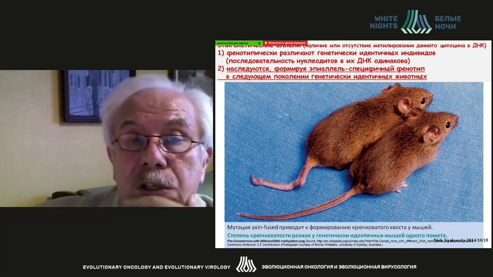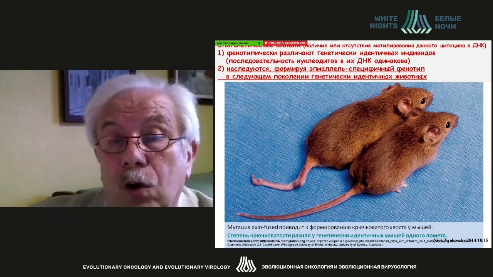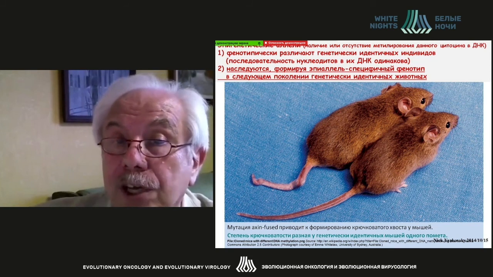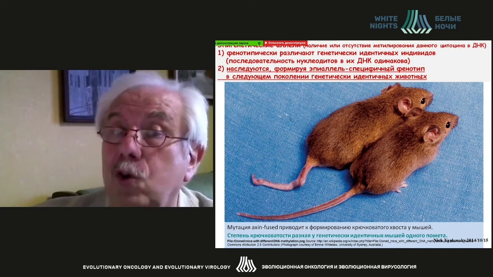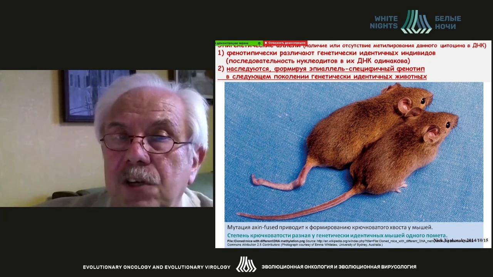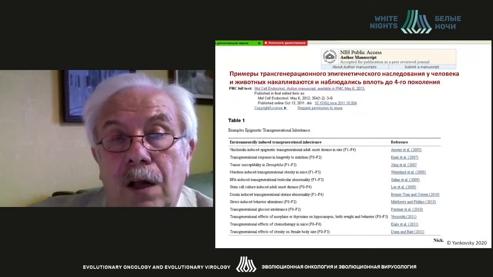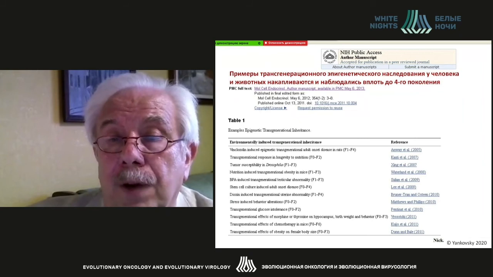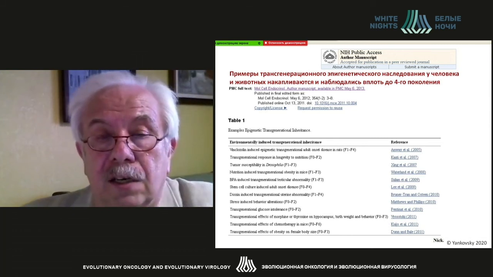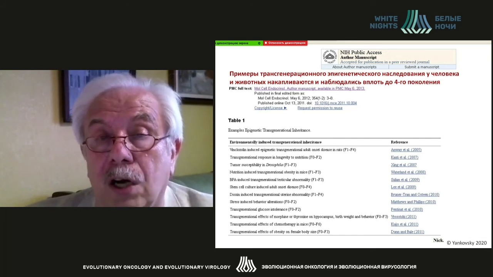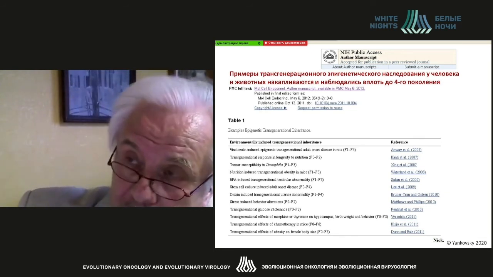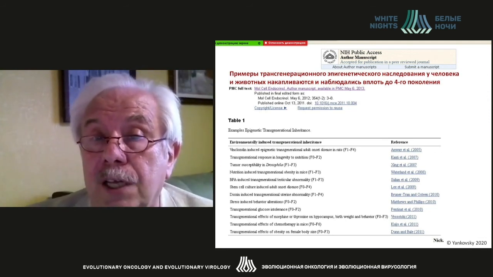Look at these mice. They're identical. But one of the mice shows this type of broken tail. This is an epigenetic event. It's an allele-specific phenotype. These are some other examples of transgenerational epigenetic inheritance. The effect of chemotherapy on mice. Look at this tumor, tumor, tumor. So these are the defects that can be manifested across many generations.